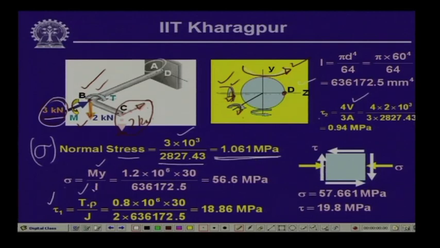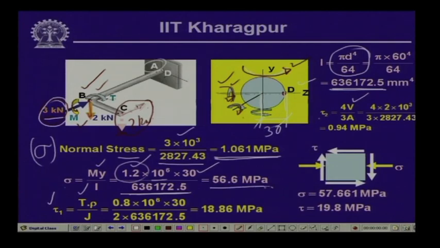Now, the bending stress is equal to M y by I. The bending moment, as we have seen, is the 3 kilonewton horizontal load times 0.4 meter, which is the lever arm. So, 3 times 0.4 gives you 1.2 kilonewton meter as the bending moment. So, 1.2 into 10 to the power 6 into y, which is 30, because we are computing at a distance of 30 from the neutral axis. I is the moment of inertia, which is equal to pi d to the power 4 by 64, which gives us this value. Once we substitute that, we get the bending stress as 56.6 megapascal, which is compressive at this particular point.